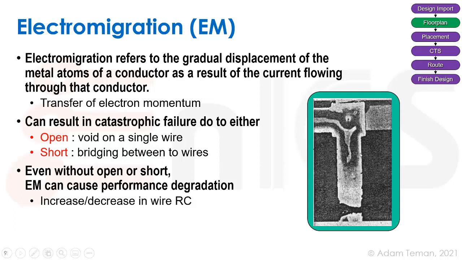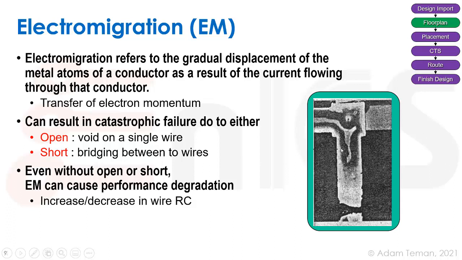So why does it happen? It happens because we have high current density through a conductor. That means whatever the current is that we need to use by the gates, is going through a wire that doesn't have a huge area that it's flowing through. So we need to make bigger, fatter wires to provide the needed current.